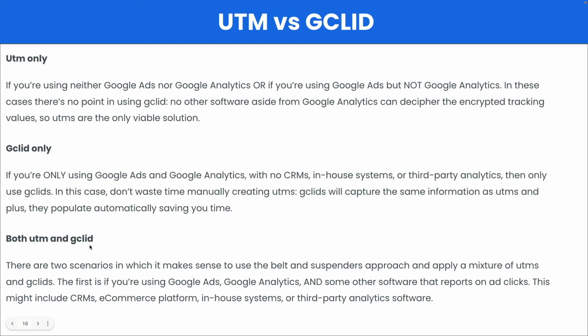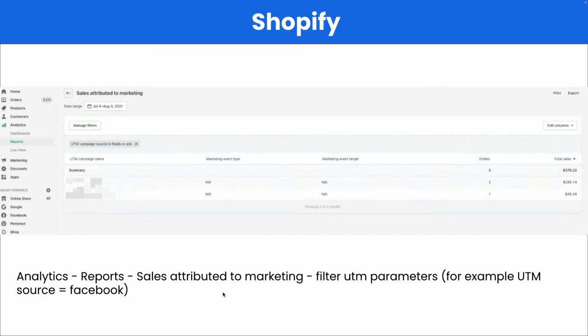If you're an e-commerce brand and you run some ads, and you want to track the performance of your ads by UTMs, not only in Google Analytics, but also in your CRM or in Shopify, then I suggest you use both. How to check your sales performance in the Shopify store? You should go to Analytics and then Reports and choose the report called Sales Attributed to Marketing. Then you can filter UTM parameters. Choose, for instance, Facebook or UTM medium like CPC, and you will see sales attributed to a particular UTM parameter.